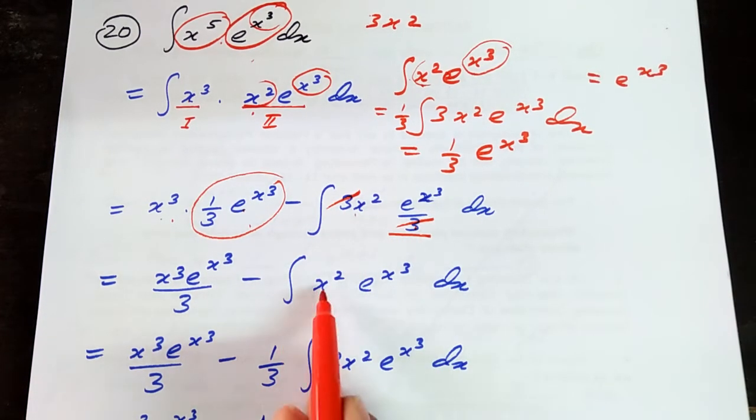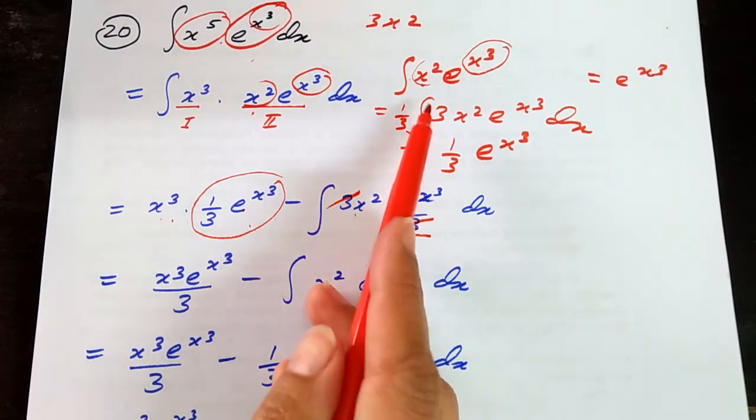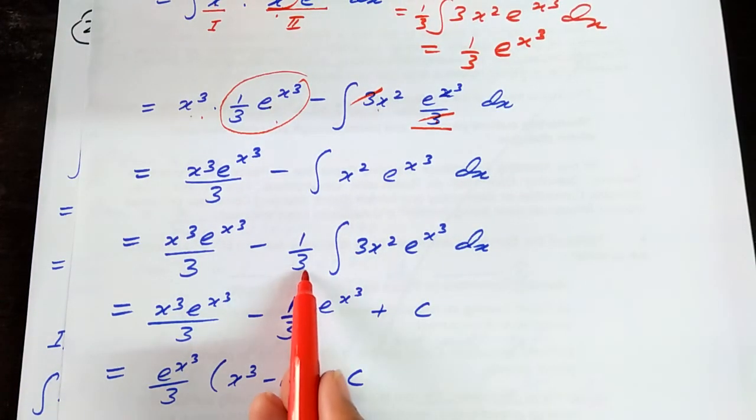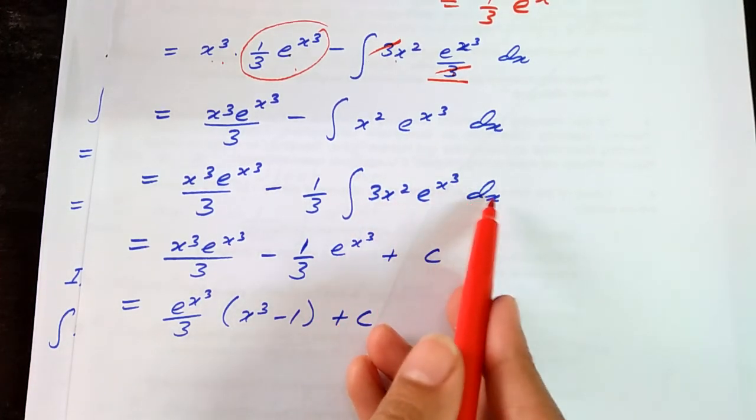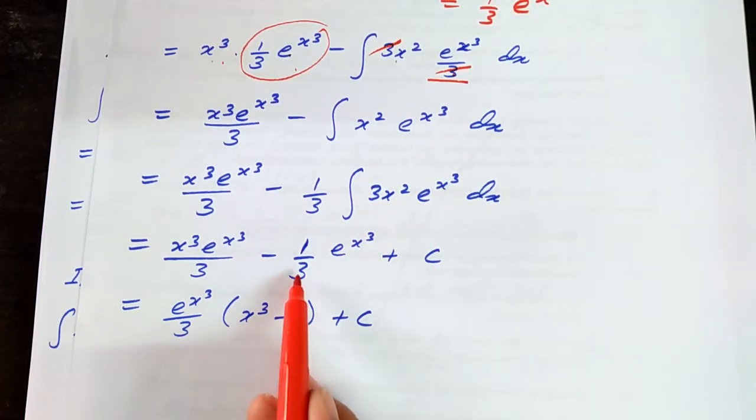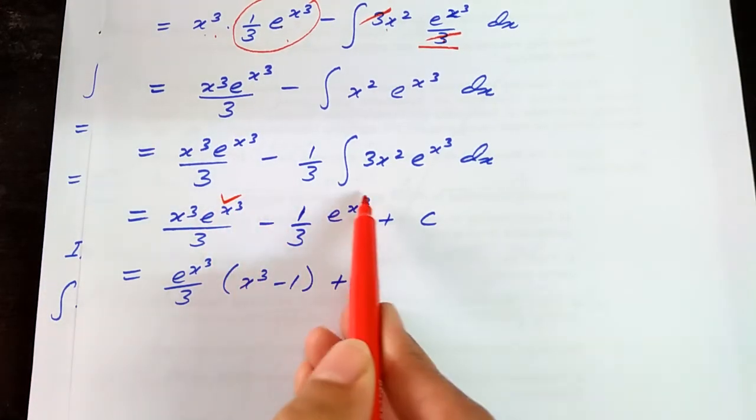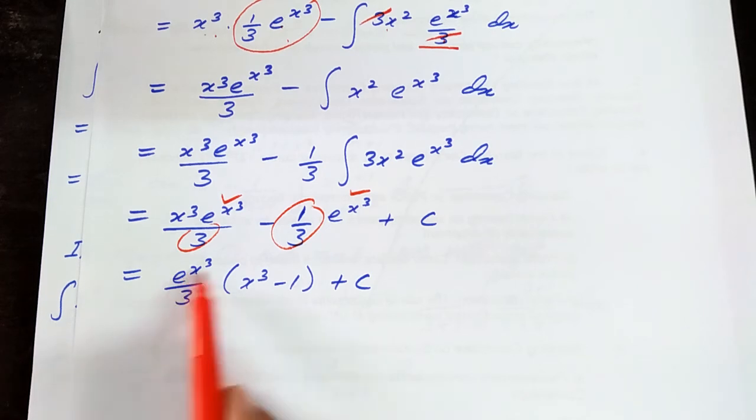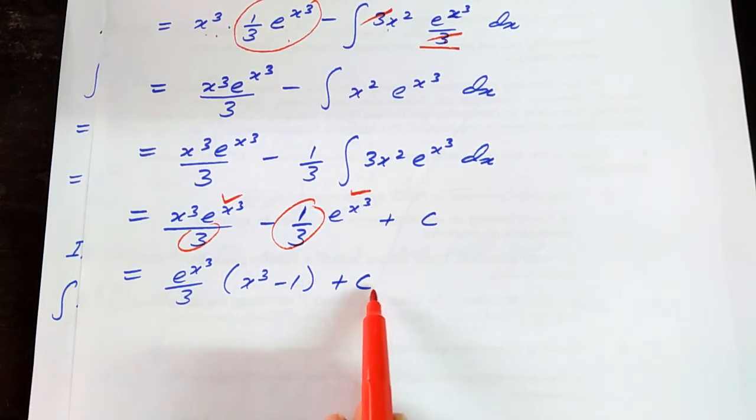We'll get integration x square e raised to power x cube. Now this is again the same integration. So just multiply it with 3 and also divide it with 3. Integration of 3x square e raised to power x cube dx is minus 1 over 3 e raised to power x cube plus c. Now I can take e raised to power x cube and 1 over 3 common, and I will get e raised to power x cube over 3 into x cube minus 1 plus c as the answer.